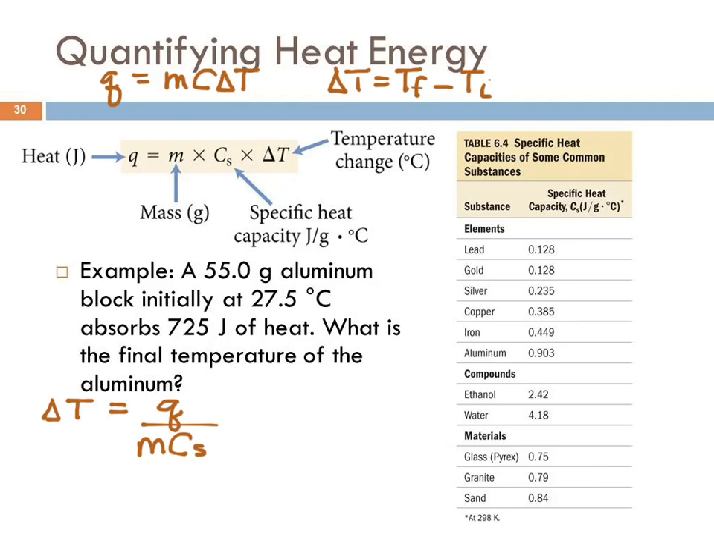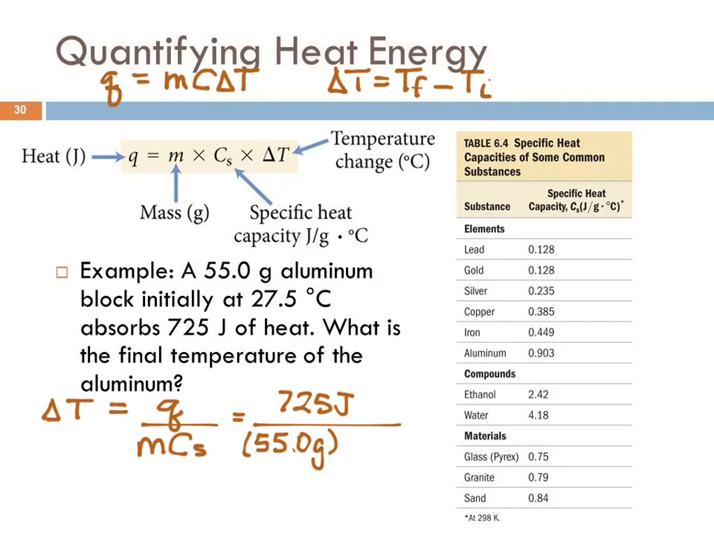So now we need to know what Q is. Q is heat. Heat is a form of energy, so that's 725 joules. Include the units. It's really important. The mass. We need the mass. Well, that's given to us too. 55.0 grams.